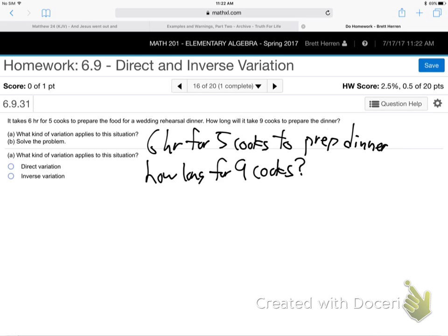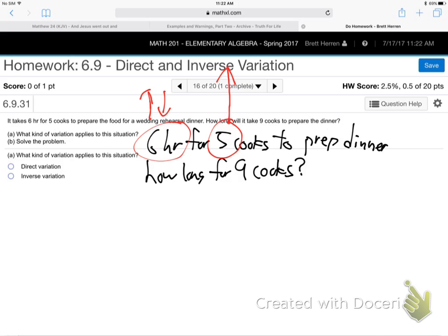To help you think about whether that's direct variation or inverse variation, take one of the numbers and let it go up, which is what it is doing. 5 is going to 9, huh? So if the number of cooks goes up, what does that mean about the hours? Is it going up or is it going down? Ask yourself that. See if you can be real with that. And then you'll know, if they go up together, they're direct. If they go opposite, then they're inverse.